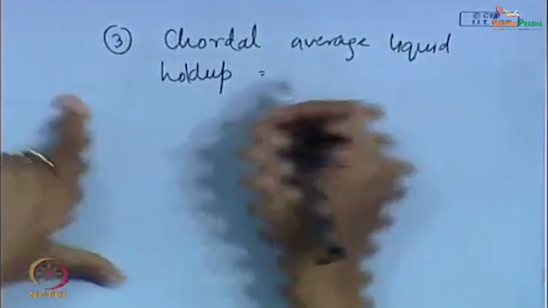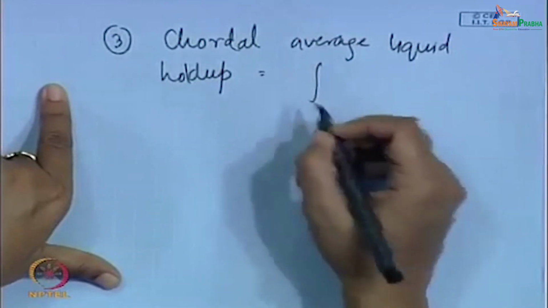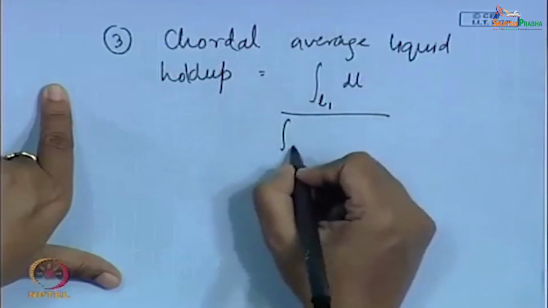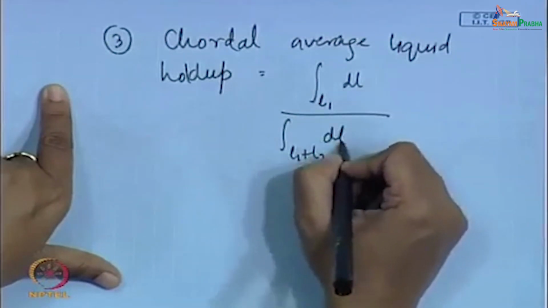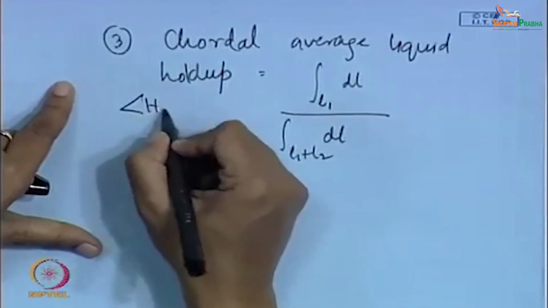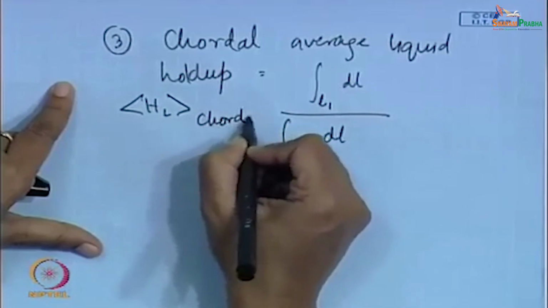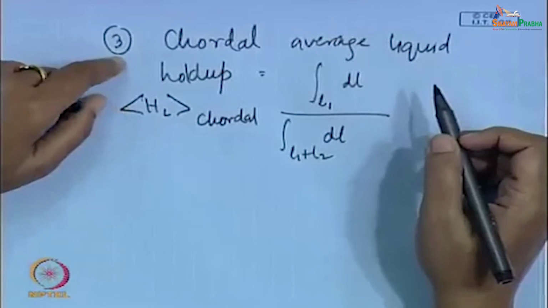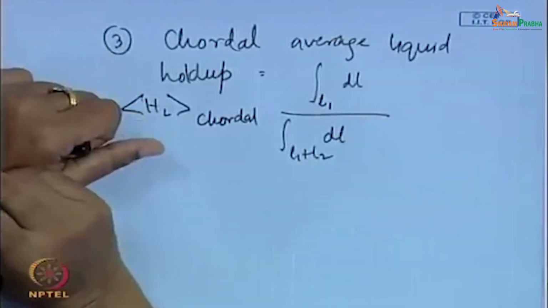How do we define this? This is across a chord, as I mentioned. So, this is the integral of L1 dl divided by the integral of L1 plus L2 dl, and this is defined as HL chordal. Now, how do we measure this? Suppose we have any particular radiation attenuation source, maybe a gamma ray source or a beta ray source, or maybe an optical source, an infrared source, whatever it is.